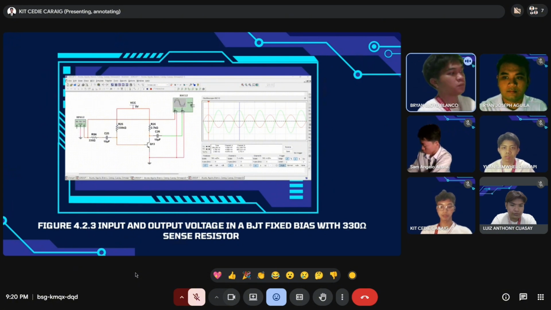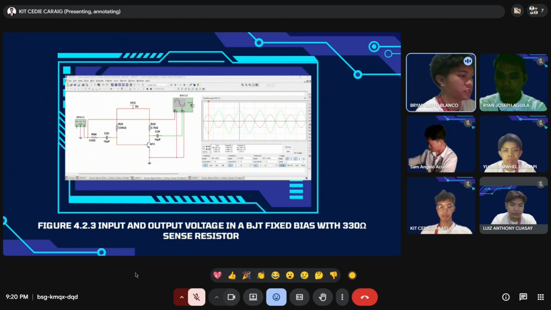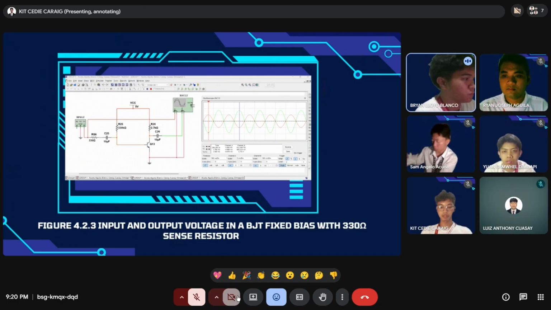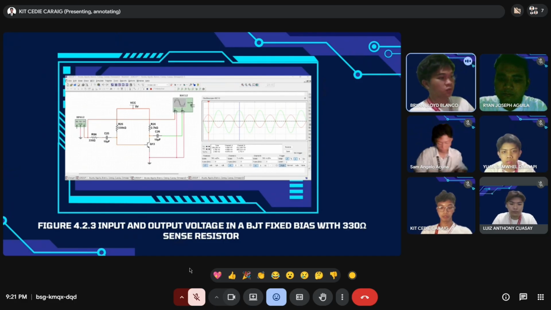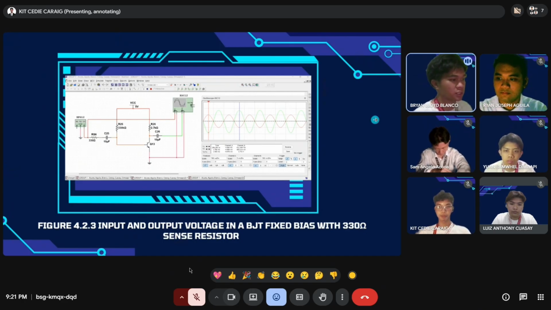For figure 4.2.3, a 330 ohm sense resistor, the input still remains 4.99 millivolts, while the output was 860.21 millivolts. Dividing both, we get 172.39 with respect to the input voltage. And the output waveform shows more noticeable flattening and irregularities, indicating the transistor is no longer operating in its linear region. Current flow is being restricted, compressing the output signal and greatly reducing amplification effectiveness. Next slide.